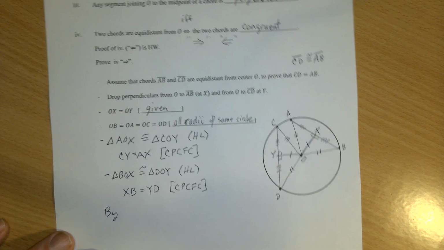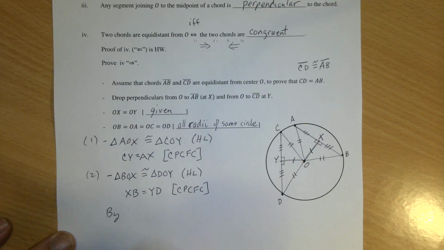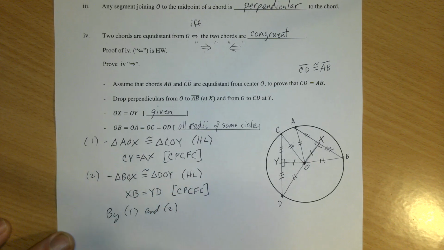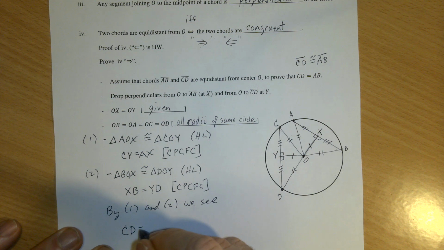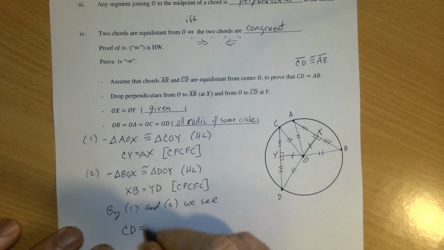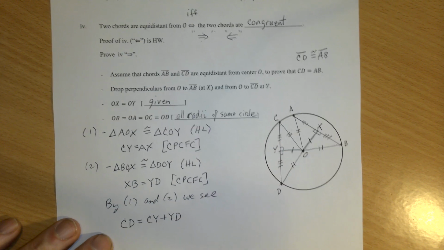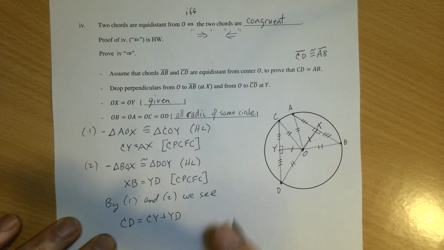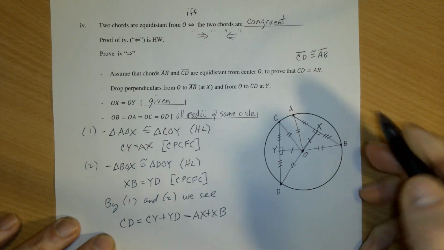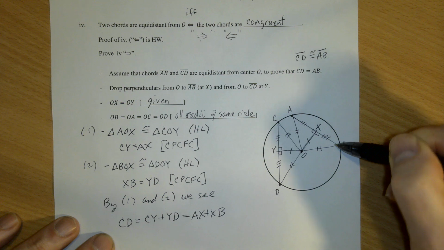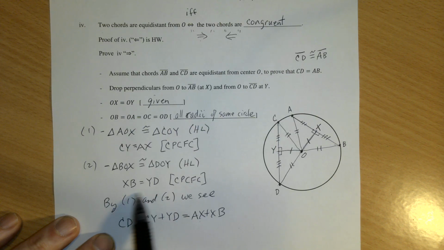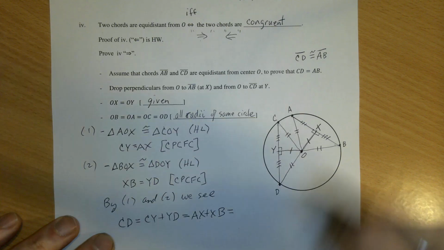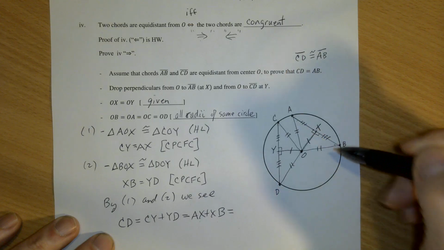So to finish this off, I'm going to call this 1 and 2. By 1 and 2, we see the following. CD, which is equal to, notice that CD is CY plus YD. All right, that's CD, and that's equal to AX plus XB, because AX is equal to CY, up by number 1, and YD is equal to XB by number 2. And what is another way of saying AX plus XB? That's the distance from A to B.